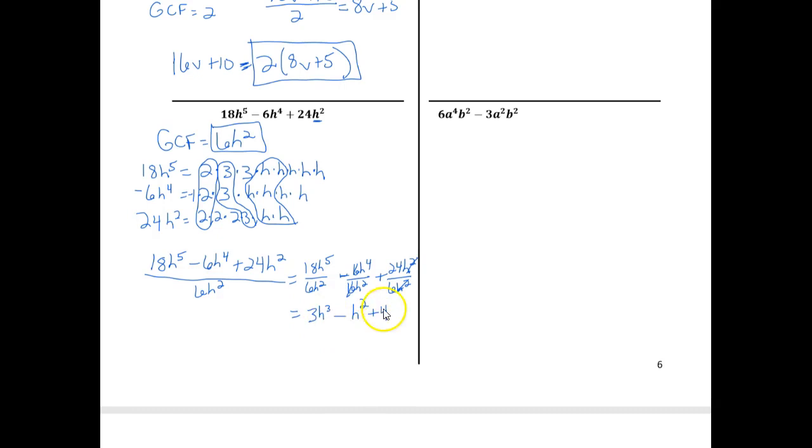But this is not the factored form. Remember, we have to write the GCF, which was 6h squared, times what was left when we divided out the GCF. And again, it needs to be equivalent to what you started with. So if I distributed this 6h squared back into the parenthesis, I need to get what I started with. That's your check. Go ahead and try the 2 on the right.